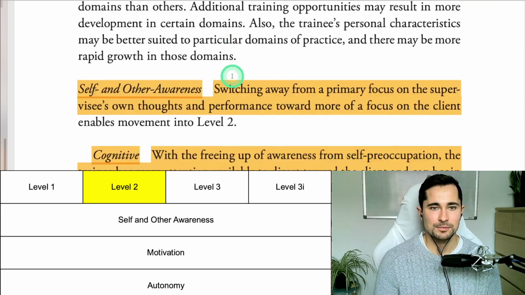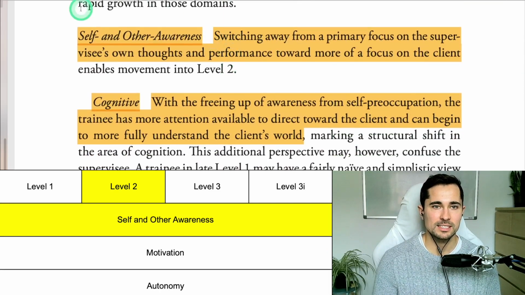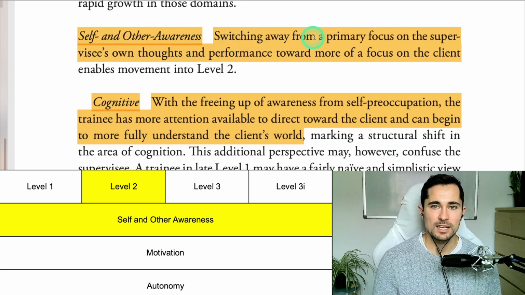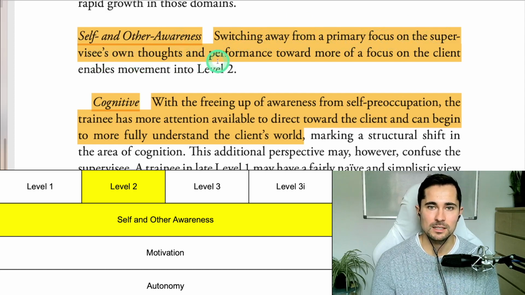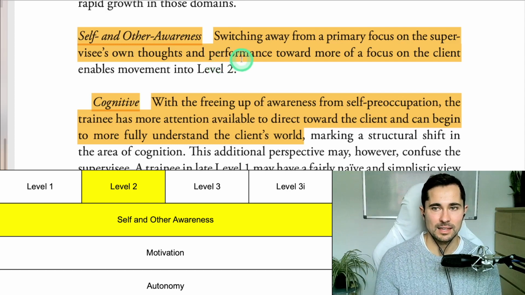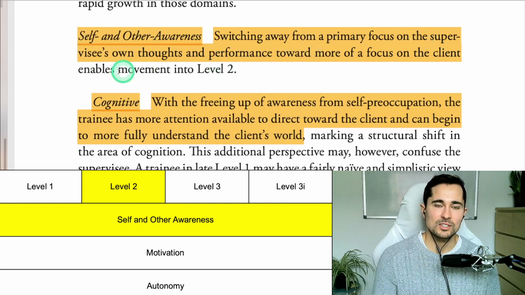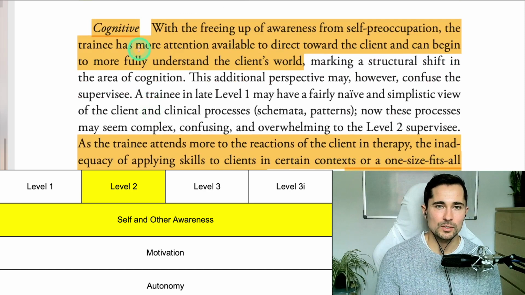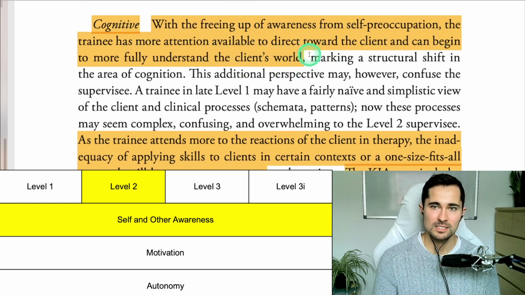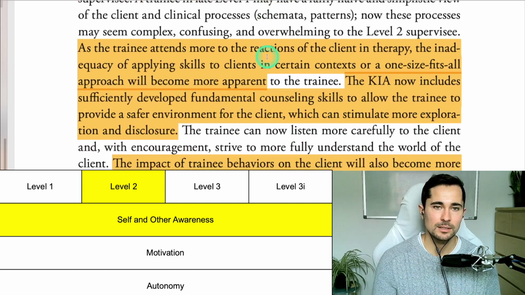So we have the first structure, which is self and other awareness, which switches away from the primary focus on the supervisee's own thoughts and performance toward more of a focus on the client. That is the heart of this structure in level 2. So cognitively then, with a freeing up of awareness from self-preoccupation, the trainee has more attention available to direct towards the client and can more fully understand the client's world.